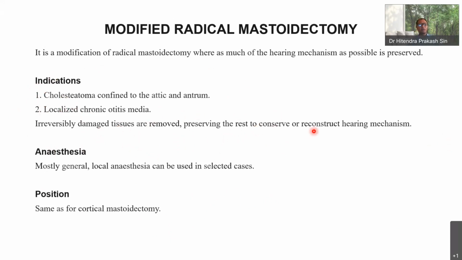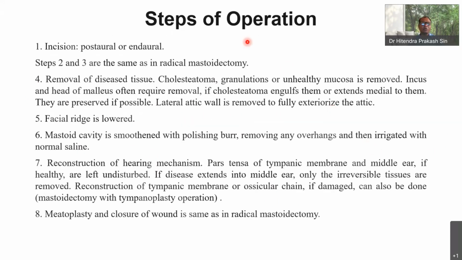Anesthesia is usually general, but sometimes local anesthesia can be used in select cases. Position is same as the cortical mastoidectomy, and steps of operation are almost same as the radical mastoidectomy, but the facial ridge is lowered. We reconstruct the hearing mechanism. We try to preserve the tympanic membrane, part of the tympanic membrane which is normal, and try to preserve the ossicles which are normal.